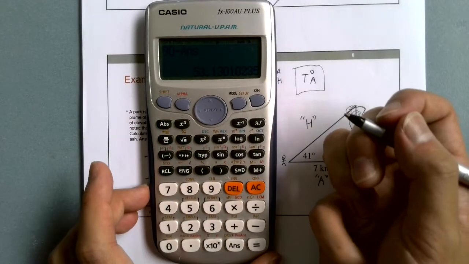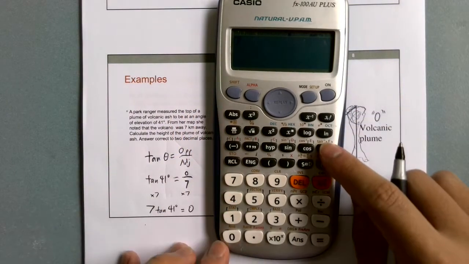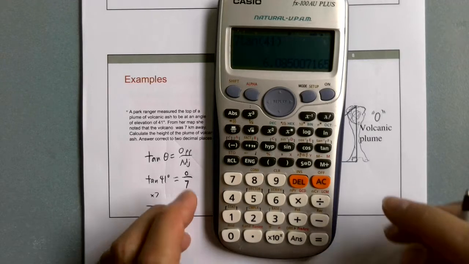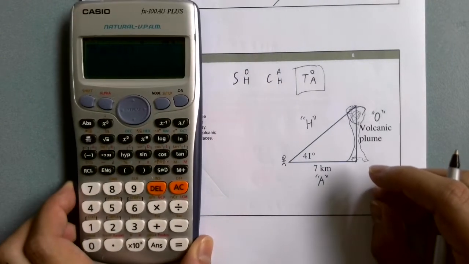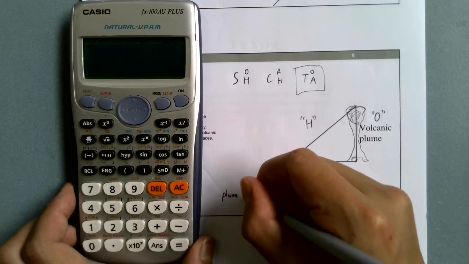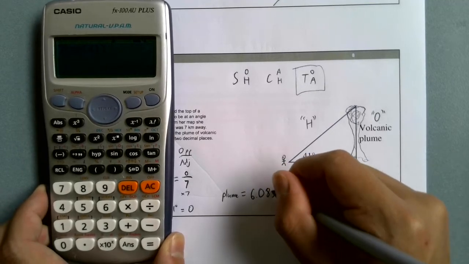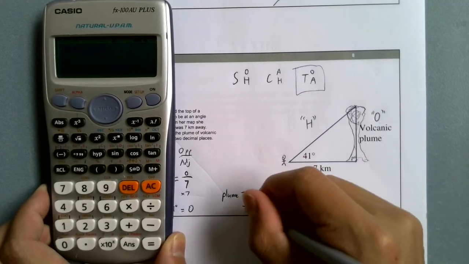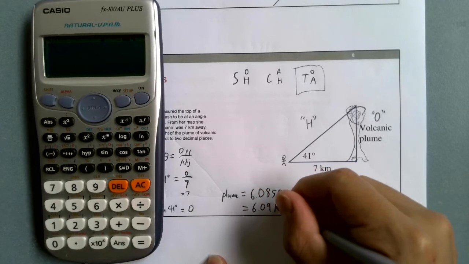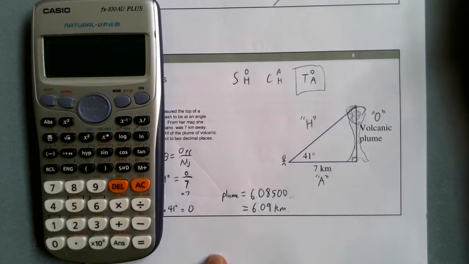What I'm going to do is now type that into my calculator. I'm going to write 7 tan 41, right? I normally close the brackets, but you don't have to, you'll get the same answer. And our answer is 6.08500, but because we want it to 2 decimal places, we are just going to write 6.09 kilometers. So that's how we would solve this first problem.